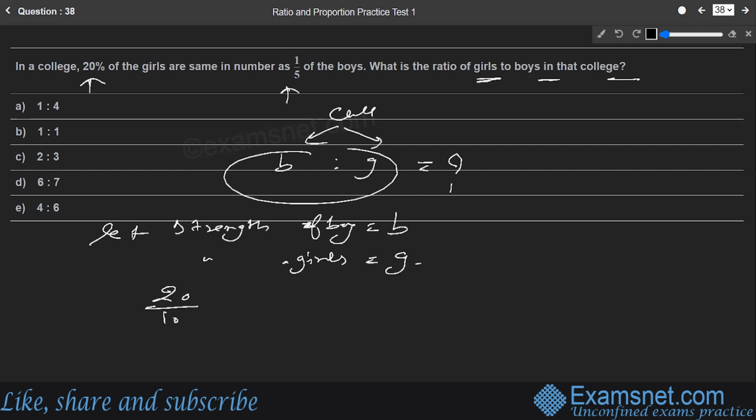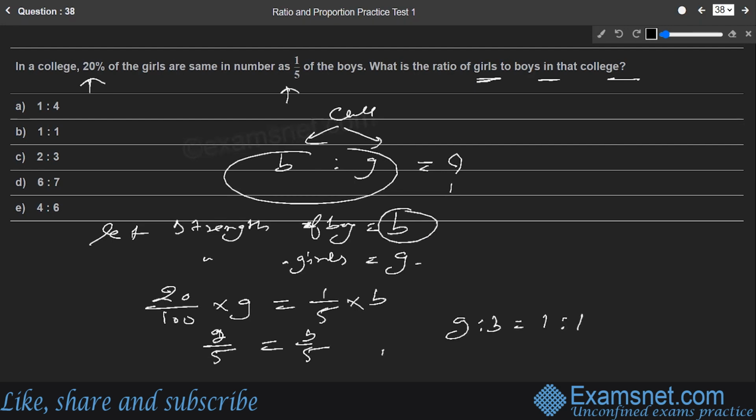That is 20 by 100 into girls, which is equal in number to 1 by 5 of the boys. So 1 by 5 into the boys' strength B. If we solve this, 20 by 100 is nothing but 1 by 5. So G by 5 is equal to B by 5, which gives us G is to B is 1 is to 1, because G and B are equal. So our right answer is G is to B is 1 is to 1, which is available in option B, and that is the right answer.